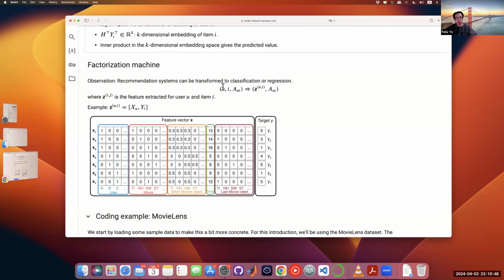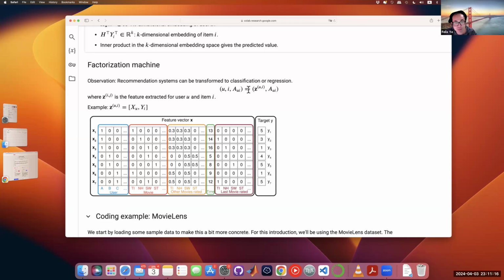The simplest approach is to just take the binary encodings of the users and the one-hot or dummy encodings for the movies. So this corresponds to the first movie. This is the first user, and so on.